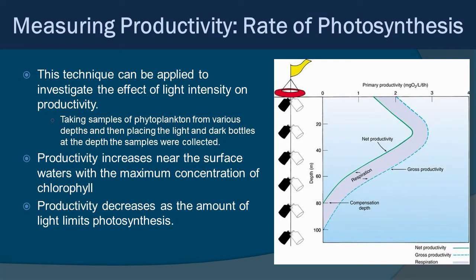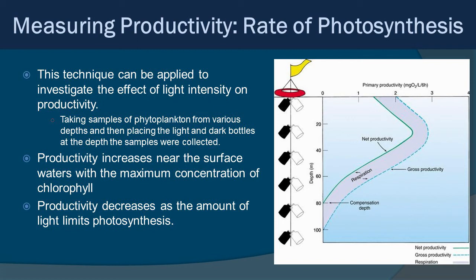Now, this technique can be applied to investigate the effect of light intensity on productivity. What you do is you take your light and dark bottles, you collect them, of course, and you place those light and dark bottles at the same depths they were collected at, and then you measure the dissolved oxygen as things go along. Now, this allows us to figure out that essentially productivity increases near the surface water with the maximum concentration of chlorophyll.